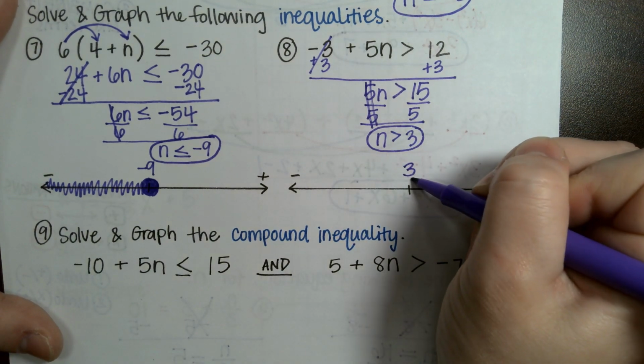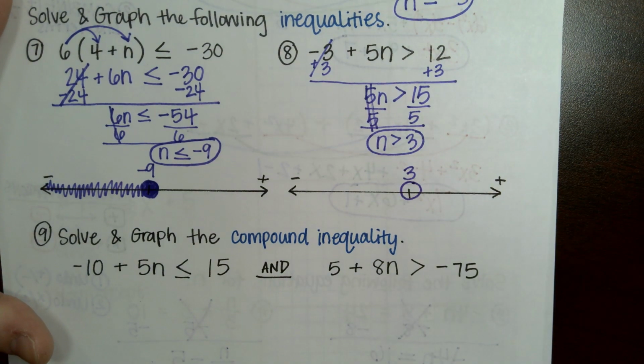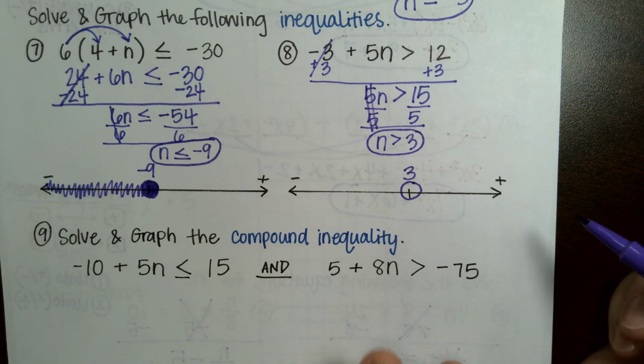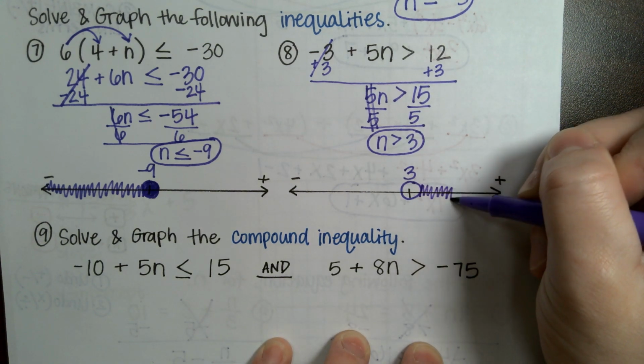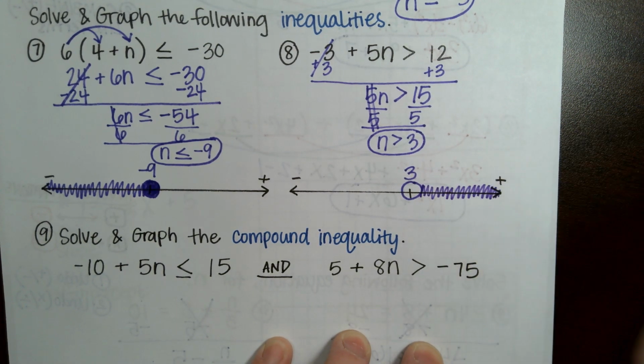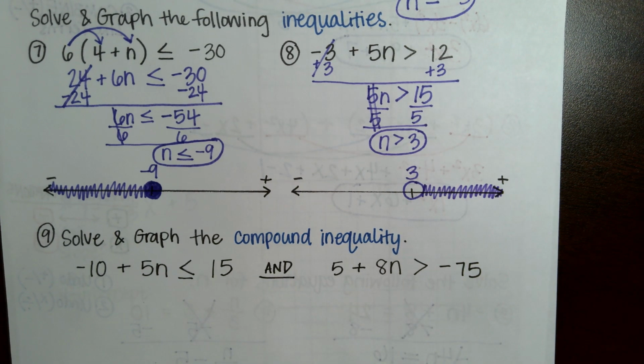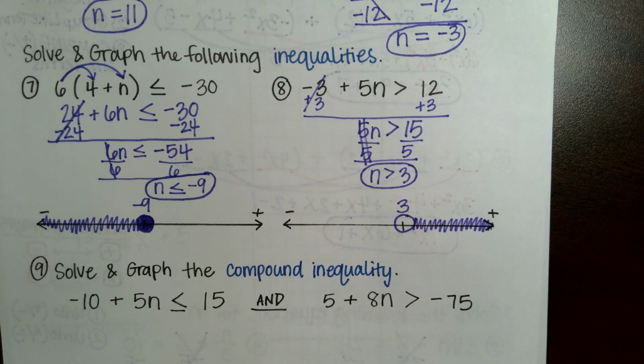Now I'll do my circle. Not shaded. Good. Why is it not shaded? Yeah, it's just greater than. It's not equal to. In what direction do I shade? To the plus sign, to the right. Good job. Awesome. Okay, any questions about those?